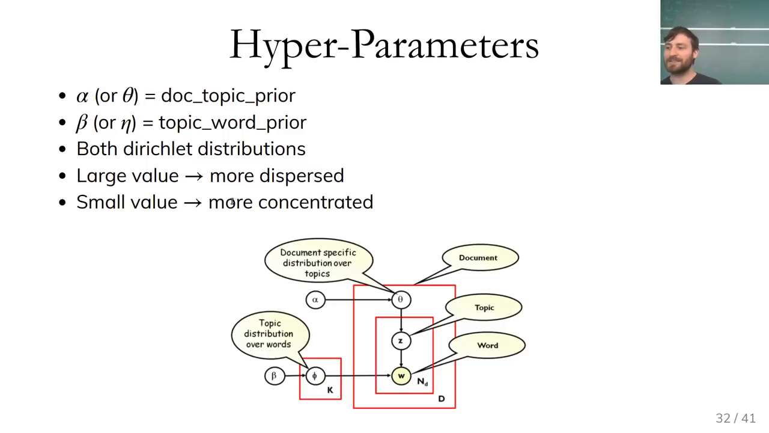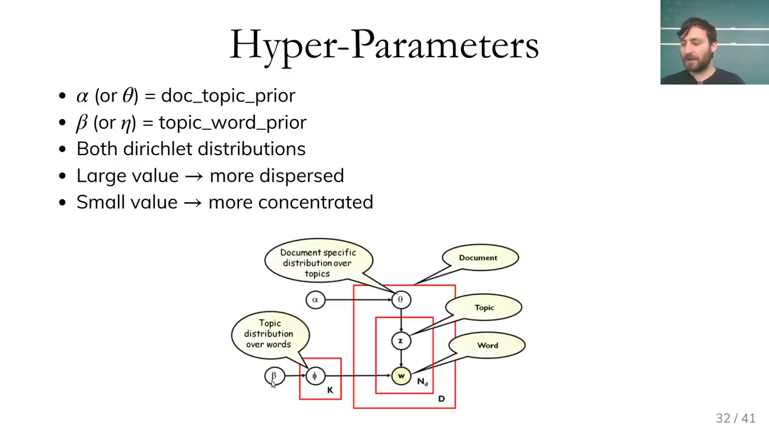Okay, can I repeat what I said? I was talking basically about the beta. So beta is the prior over topic distributions over words. If beta is large, it means I'm more dispersed. So if you think of this triangle, it means I have mass everywhere.